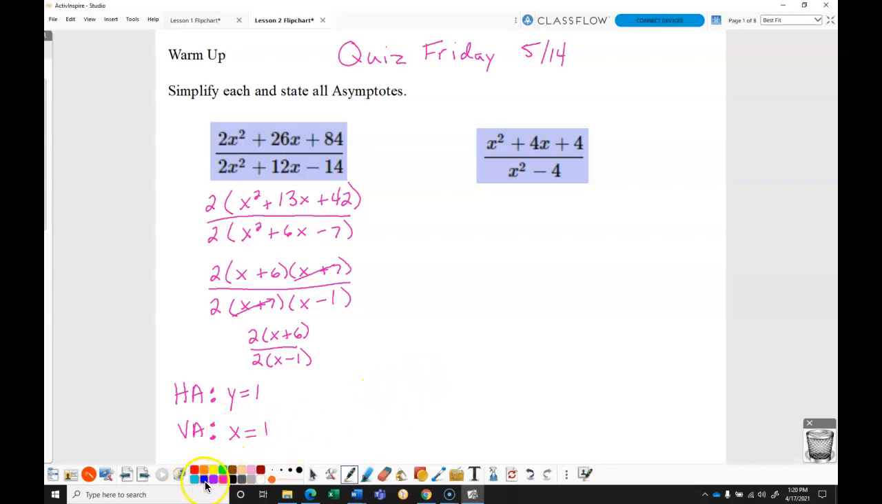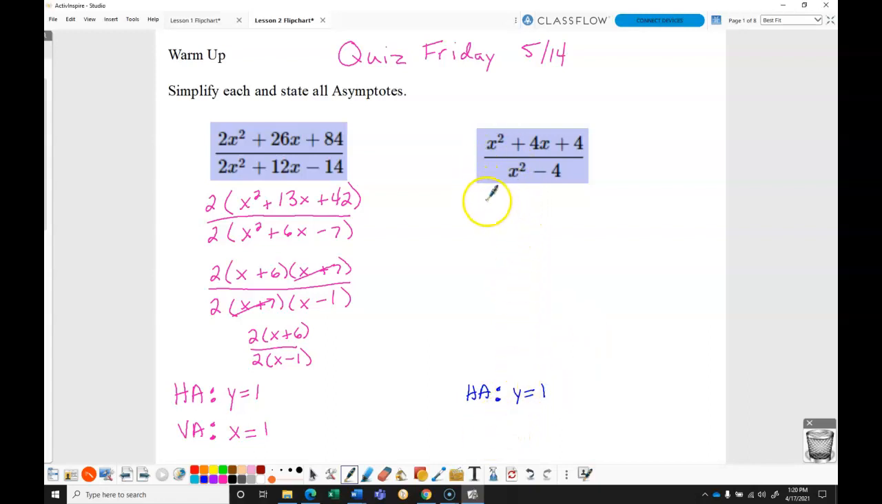Okay, now for our second one here, there is not a common factor in the top or the bottom. I do notice that my degrees are the same, so that gives me my horizontal asymptote of y equals 1 over 1, which is just 1.